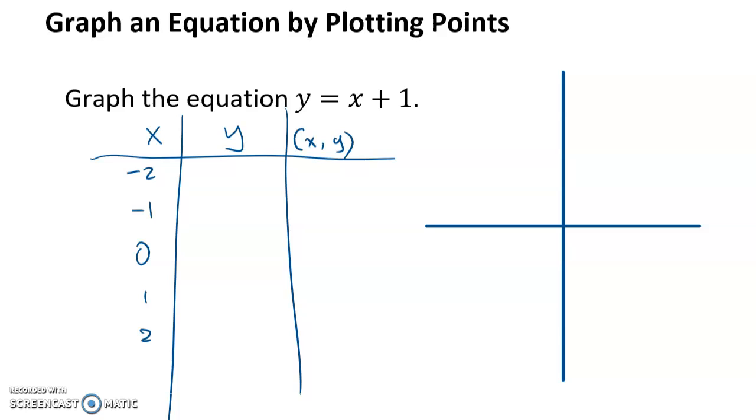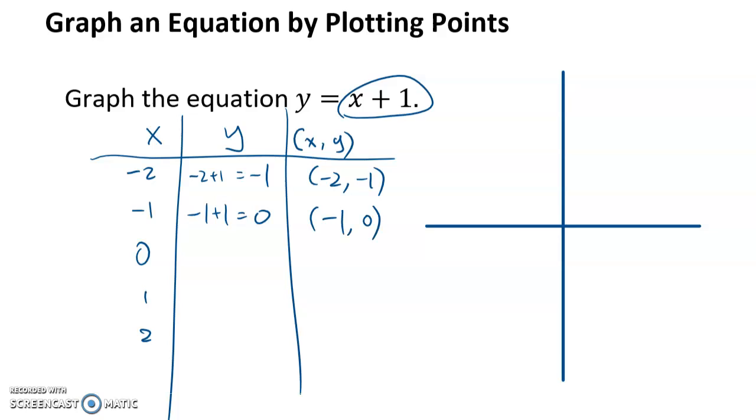When x equals negative 2, or when the input is negative 2, your output is negative 2 plus 1, right, which is negative 1. So your first ordered pair is (negative 2, negative 1). That's one point on the graph. Let's finish this whole chart. When your input is negative 1, your output should be negative 1 plus 1, right? So negative 1 plus 1 will give you 0. So another point on the graph is (negative 1, 0).